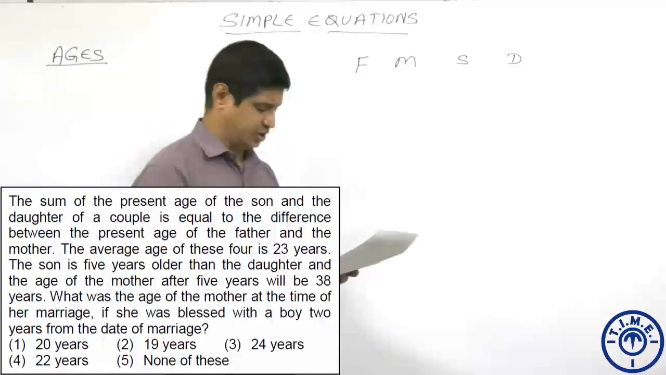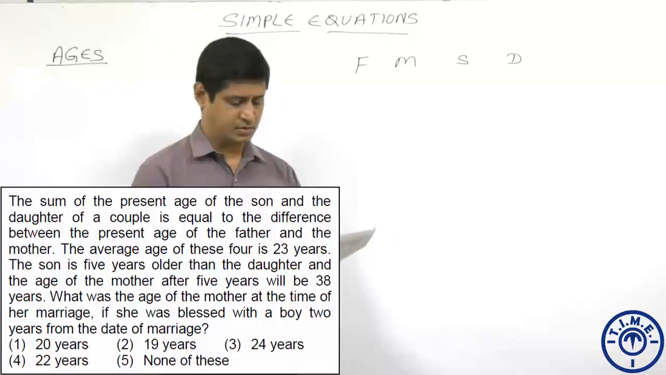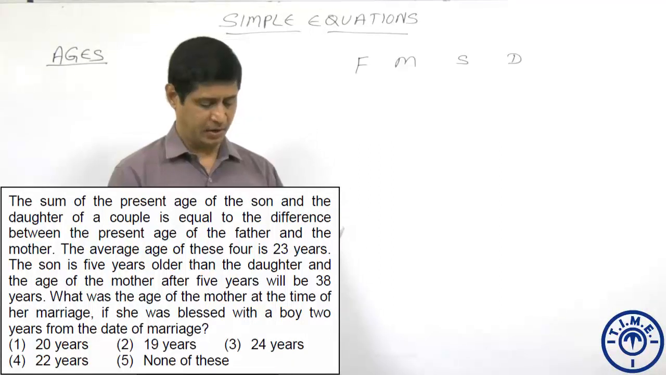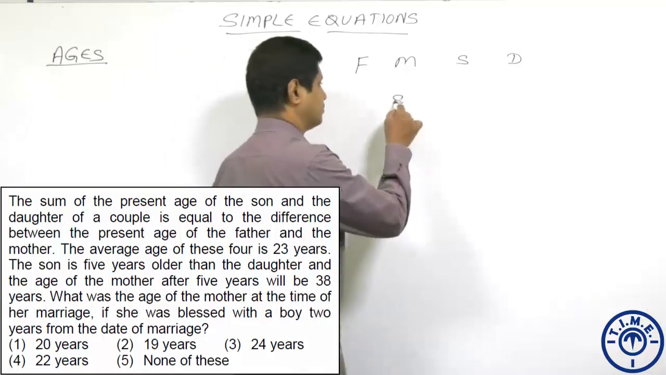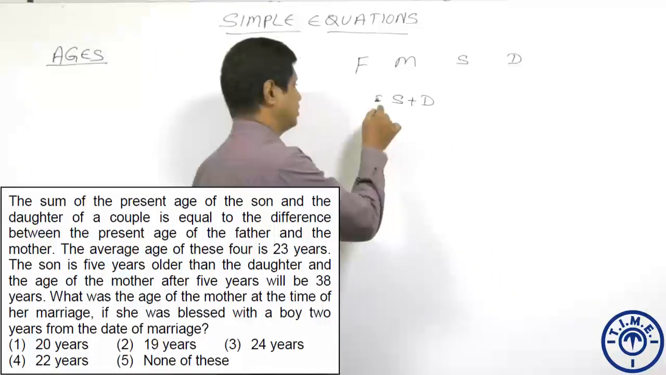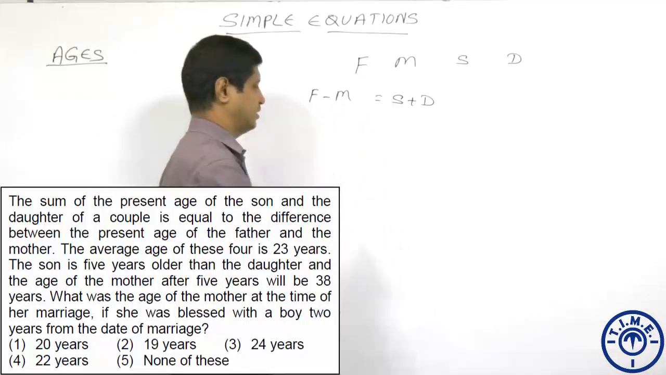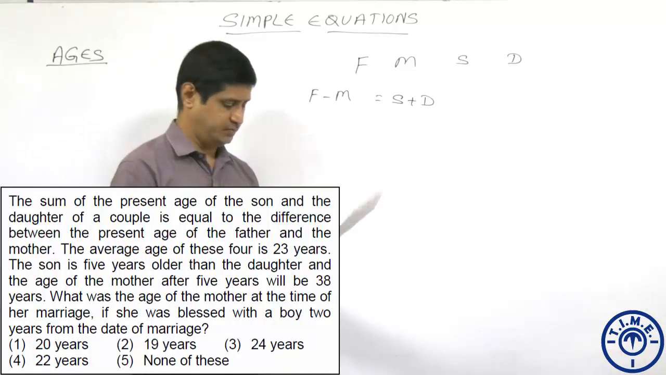Now what is the first condition here? The sum of the present ages of the son and the daughter of a couple is equal to the difference between the present ages of father and the mother. Sum of the ages of the son and the daughter is equal to the difference of the father and mother. F minus M is equal to S plus D.